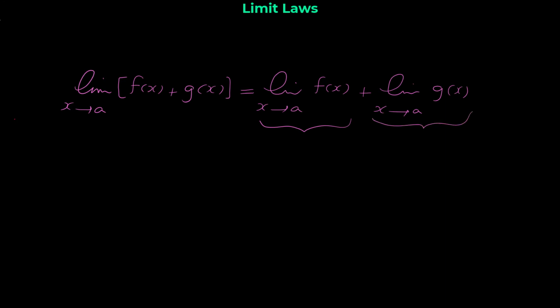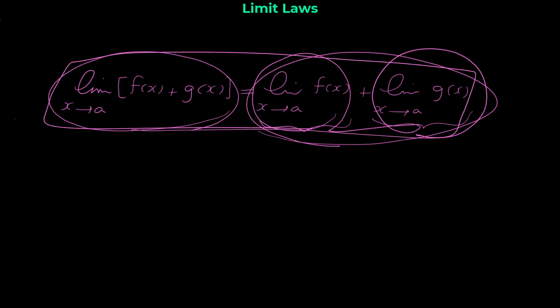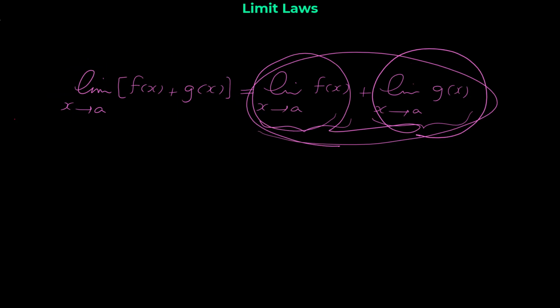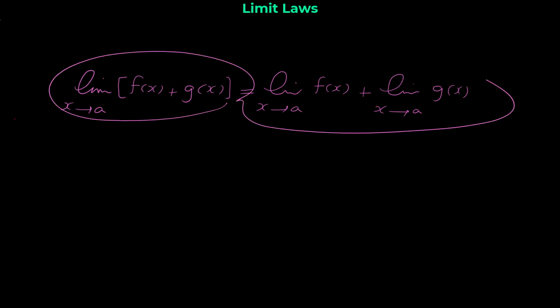So you can write this limit in this form as two separate limits only when limit of f of x when x approaches a, and limit of g of x when x approaches a exist. Both of them should exist. Otherwise, we don't have this law, and this law is not true. We cannot write this limit in this form.